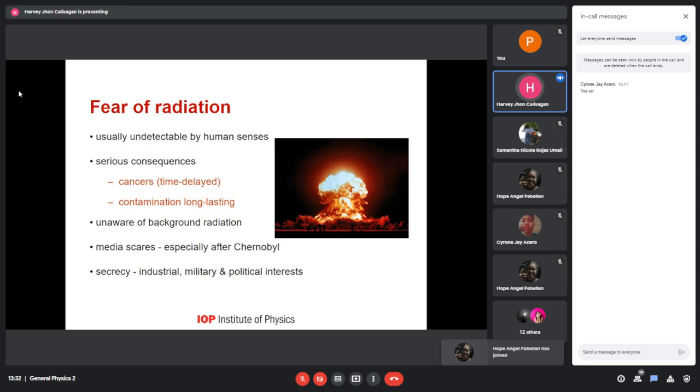Either it can be used as a weapon, or as a political interest, or when the company or the industry itself did not handle it well, and let the product of radiation flow through the water, through the air, through land. So those are the things that are threatening about radiation.